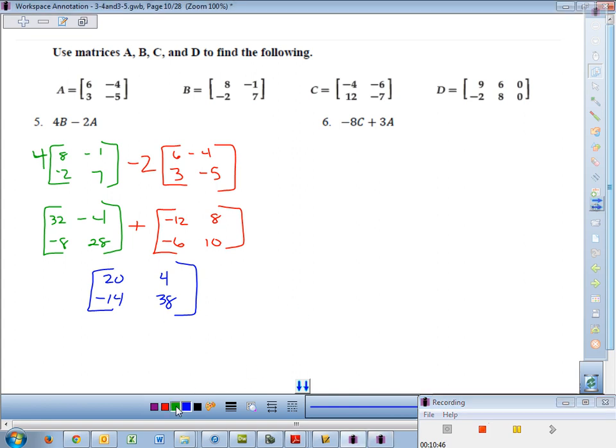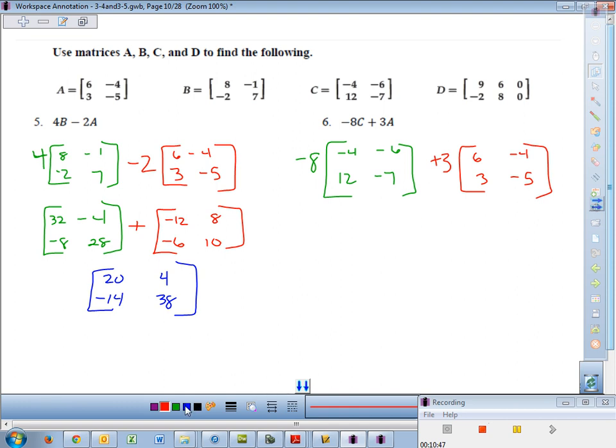Next guy, substitute in. You've got a negative 8 times matrix C plus a 2 times matrix A. Once you've subbed in, decide if it's possible. The scalars mean nothing. It's all about the size of the matrices. Do they have the same dimensions to where we could add or subtract them together?